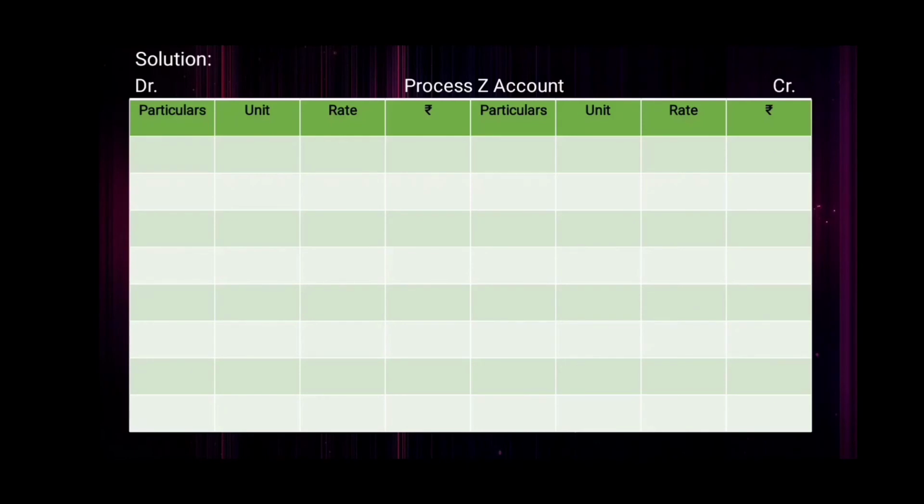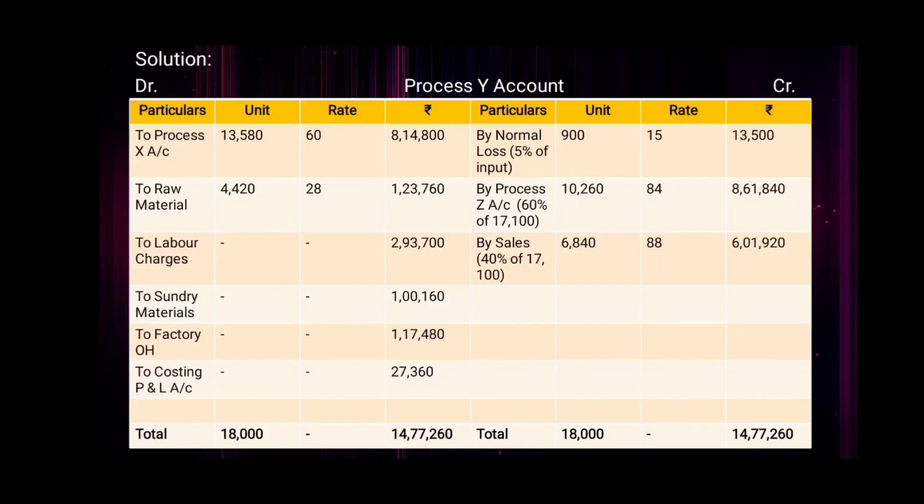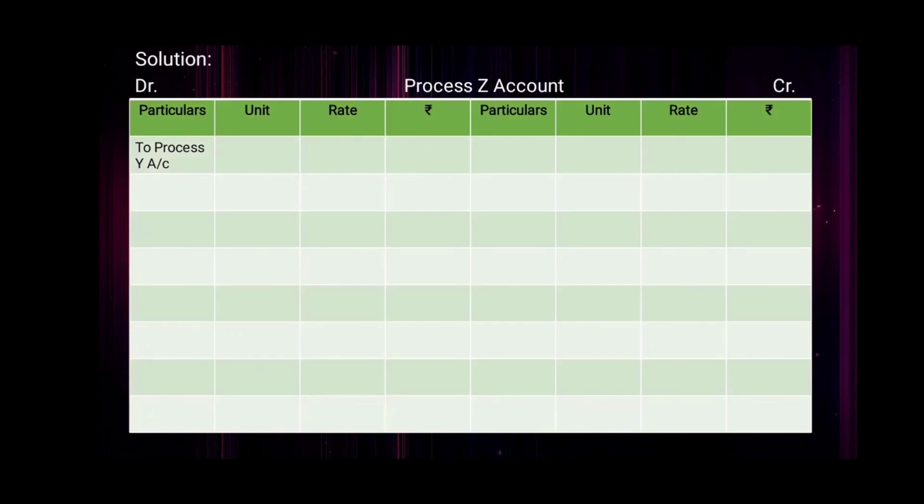Now let us prepare process Z account. So the output of process Y account, which is to be transferred to process Z, units are given as 10,260 at the rate of rupees 84. So the total amount will be 8,61,840. So we'll record it in process Z account. To process Y account, 10,260 at the rate of 84, which is 8,61,840.